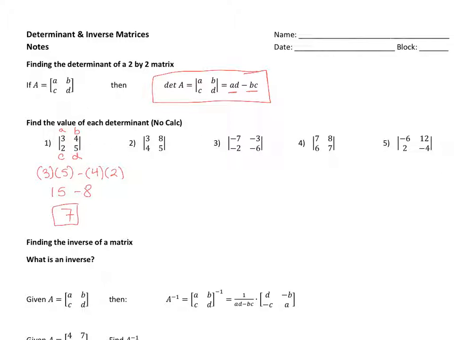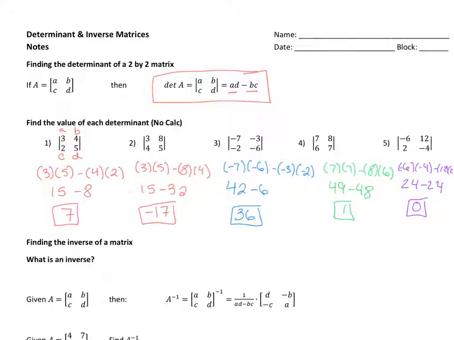Now on your own, practice finding the determinant of 2, 3, 4, and 5. When you have found the determinant of 2, 3, 4, and 5, play the video and check your answers. Okay, now check your answers for 2 through 5.